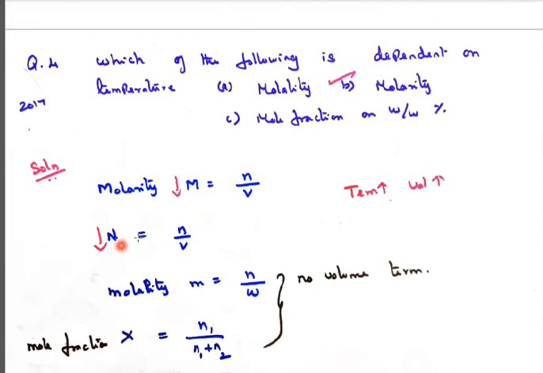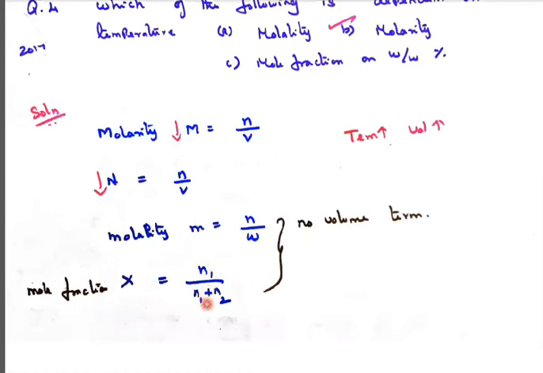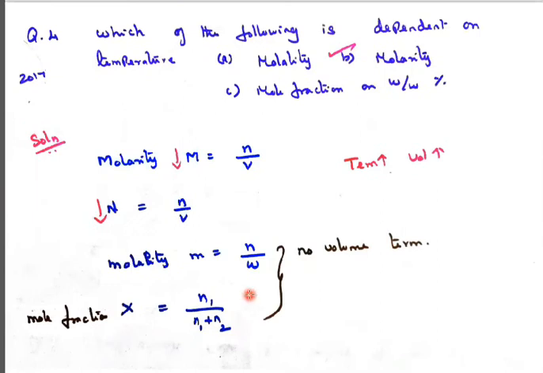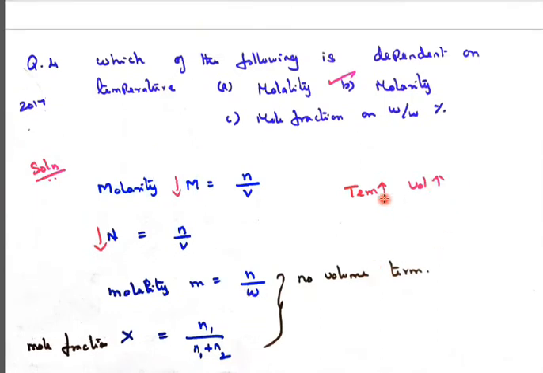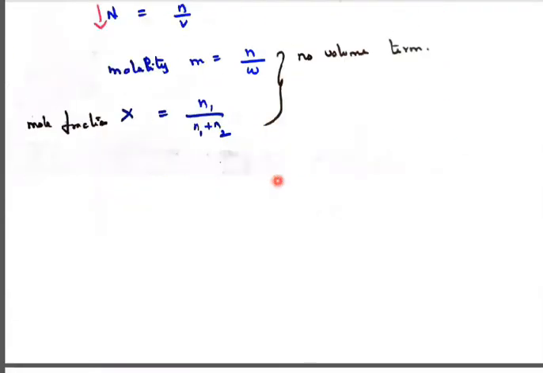Molality is nothing but N by W, so there is no volume term. Mole fraction is N1 by N1 plus N2, no volume term at all in this case. When the temperature increases, volume also increases. So molarity depends upon the volume term, so molarity only is temperature dependent. Molality, mole fraction, and weight by weight percentage are independent of temperature.